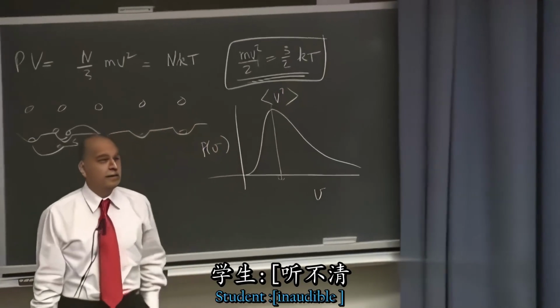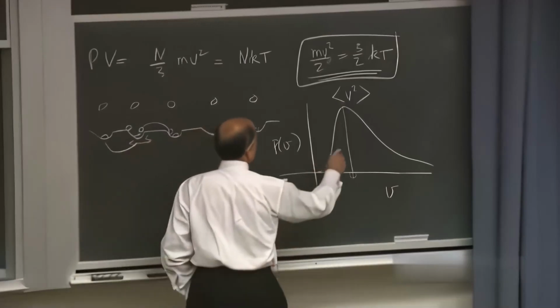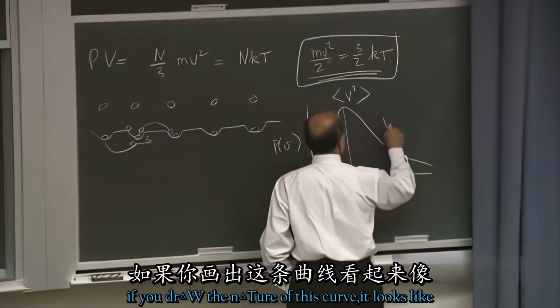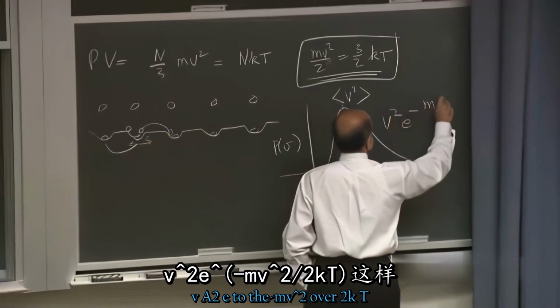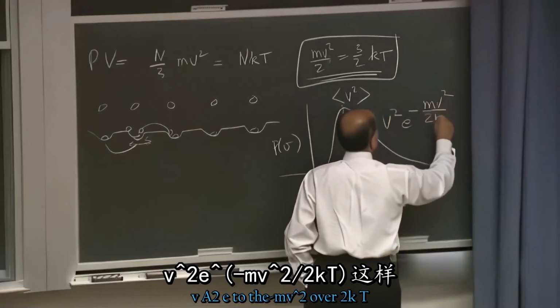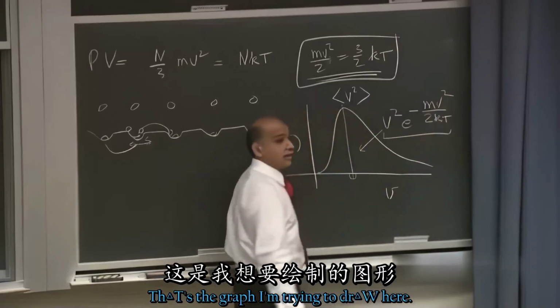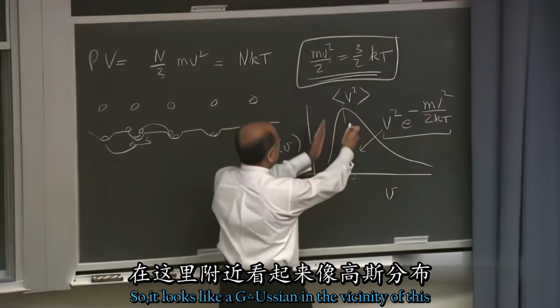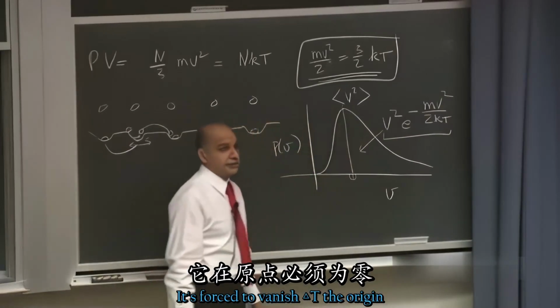Yes? Is that a regular Gaussian curve? It's not really a Gaussian, because if you draw the nature of this curve, it looks like v squared e to the minus mv squared over 2kT. That's the graph I'm trying to draw here. So it looks like a Gaussian in the vicinity of this, but it's kind of skewed. It's forced to vanish at the origin.